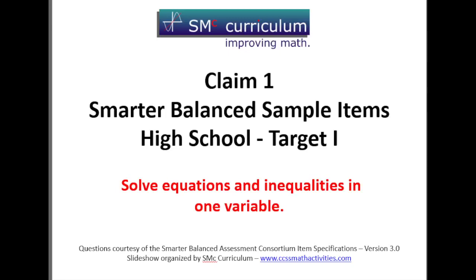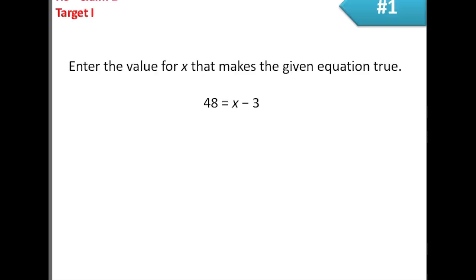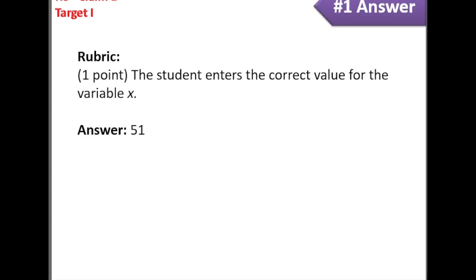All right, now let's do target I. So this is solving equations and inequalities in one variable. For this one, I'm not gonna go over all of them because it's pretty simple, I believe. For example, this one right here, 48 equals x minus 3. We do inverse. You add 3 on both sides, so x equals 51.